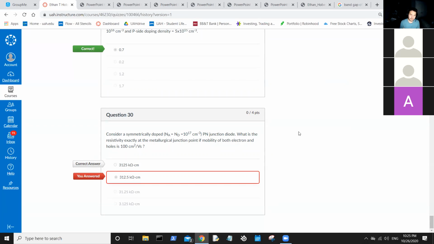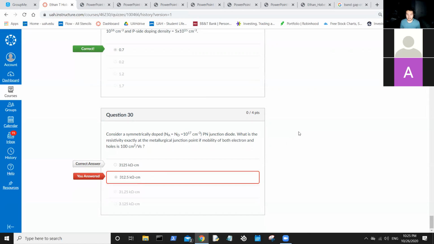Doing that, we know that at the junction point these are equal to each other. So instead of saying n times p is equal to n_i squared, we can say either n squared is equal to n_i squared, or p squared is equal to n_i squared. Doesn't matter. Pick one. Then n squared is equal to 10 to the 20th, square root that. n is equal to 10 to the 10th. That's the value for both of them since we know they're going to be equal at that point.